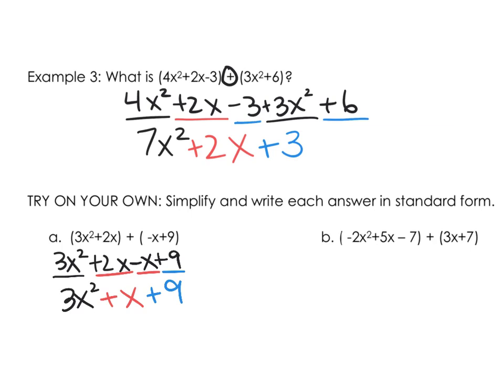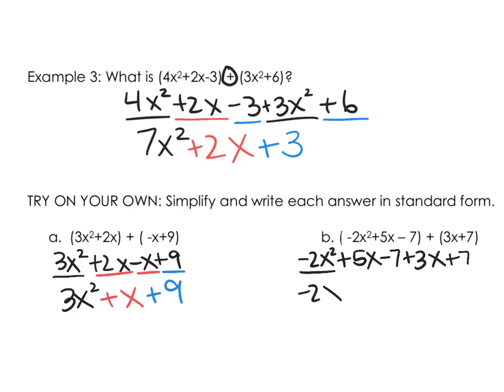Okay, on the next one, you should have done the same thing, taken those out of the parentheses. And when you do that, we get negative 2x squared plus 5x minus 7. And then it was a positive 3x and a positive 7. So now that we've done that, we can combine like terms.